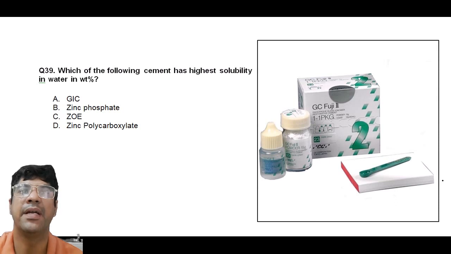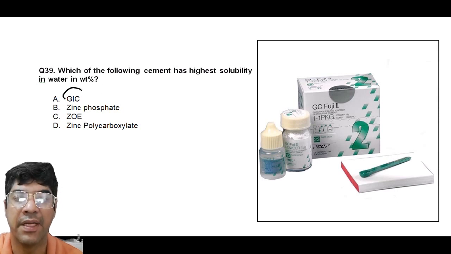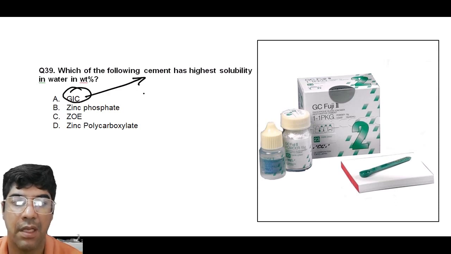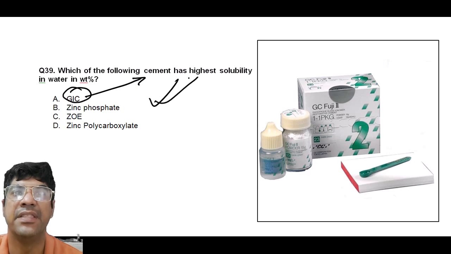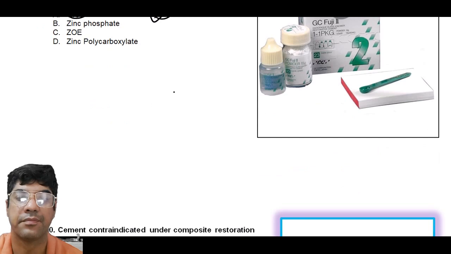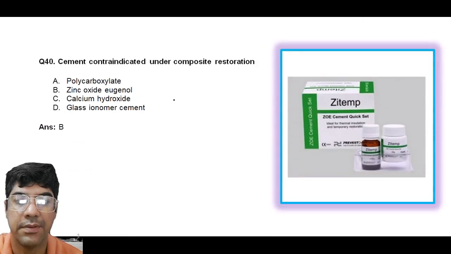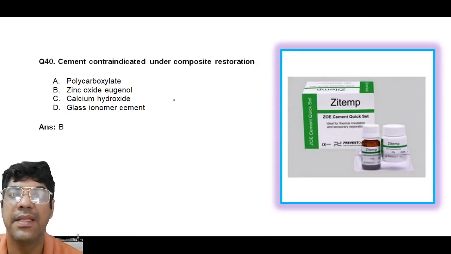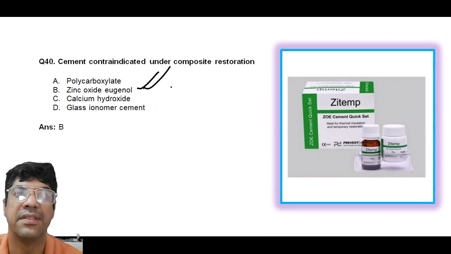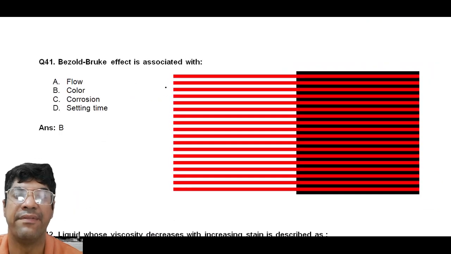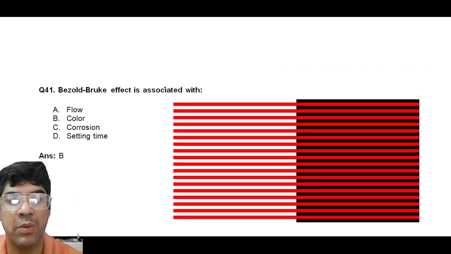Which of the following cements has high solubility in water in weight percentage? So it's the GIC which has the highest solubility in water. The cement that is contraindicated under composite restoration is zinc oxide eugenol. We have discussed this question previously too. Remember that.